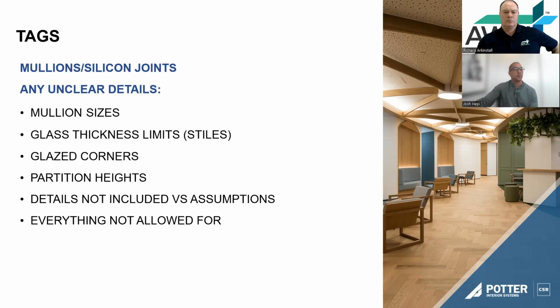Sometimes you don't have partition heights, so you're just working off a floor plan. If you're working out the quantities off a floor plan, just make sure that you say this accommodates up to 2.7 meter high partitions, and anything over that is going to be additional.